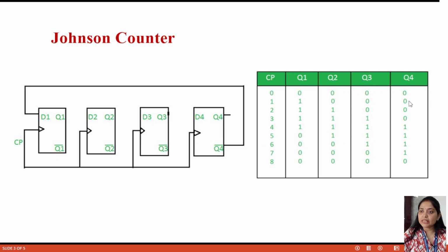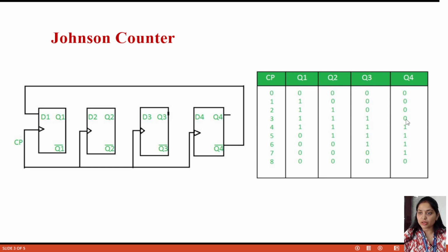0 0, then again this Q4 is the original output, then this original output will go to this. Okay, that means this is the complemented output. This is 0, that means 1 will come here. Okay, and this 1 will shift here, then the others are shifted also, then again 0, then 0's complement is 1, then 1, and these other two ones are just shifted.